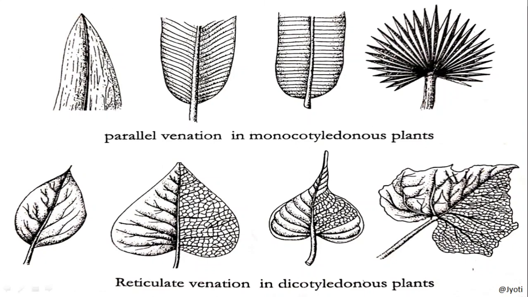So here very clearly you can see this is a parallel venation which is seen in case of monocot plants. Okay. So here it is very much clear. This is also parallel venation in case of palm, which is a monocot plant. The banana is also a monocot plant. But here you can see the reticulate venation which is seen in case of dicot plants. So here you can see how the veins and venules are divided into reticular structures.